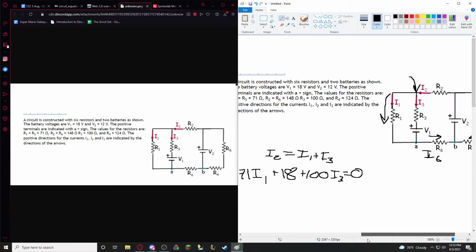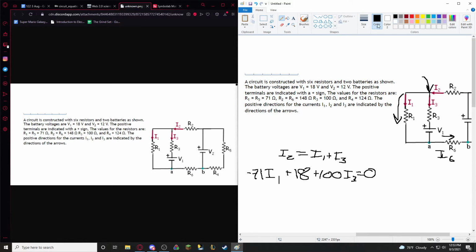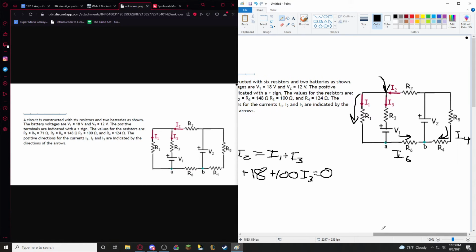Where does that equal to 0 come from again? That's just the loop law. Yep. Total equals 0. Let's draw another loop. What's another loop we want to do? I'm guessing the I2 loop. Do you want to go in here? Yeah, sure thing. So let's start at B here.